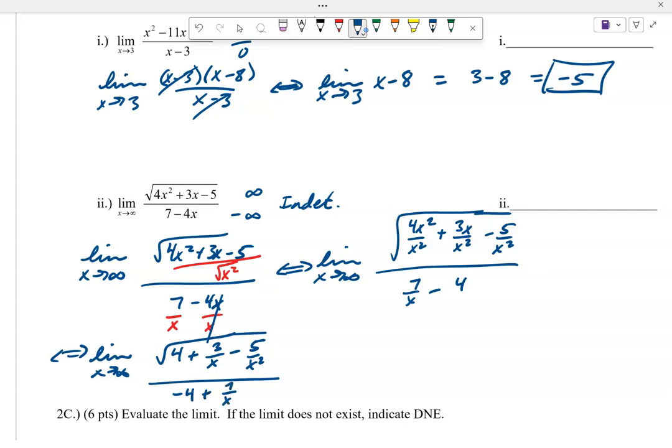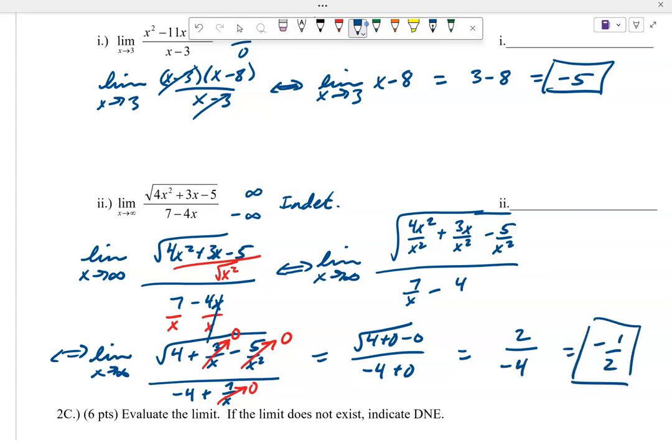Now let's go ahead and run this to infinity. 3 over a huge number, that goes to 0. Minus 5 over a huge number, that goes to 0. 7 over a huge number, remember x is going to infinity, that's 0. And so we end up with square root of 4 plus 0 minus 0 over -4 plus 0. So I've got square root of 4, 2 over -4. So this just ends up getting a limit of -1/2.